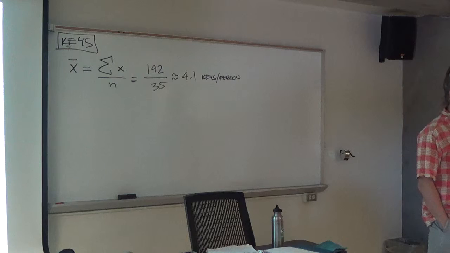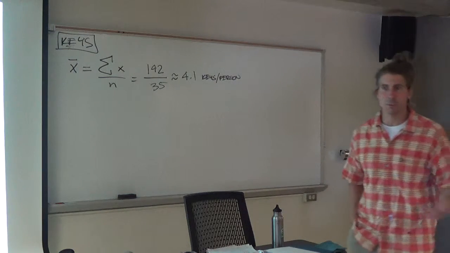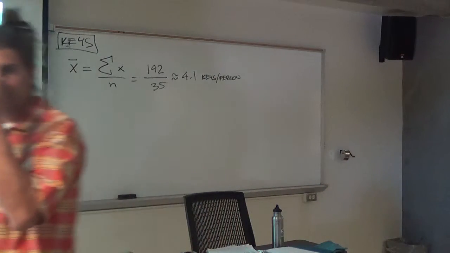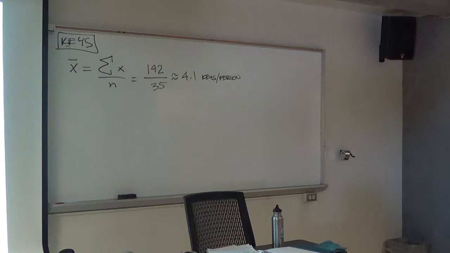So interpret that for me, if you would. What does 4.1 keys per person mean? It's the average, but give me, like, what does that mean on average? On average, in Sherman's class. If you even it out. Yeah, started with an if. Yeah. If we did what? Go ahead, Linda, help me out. Looked at all the keys and then distributed them evenly, each person would have 4 keys.